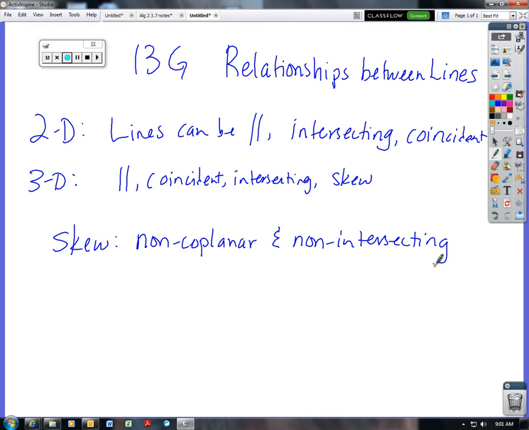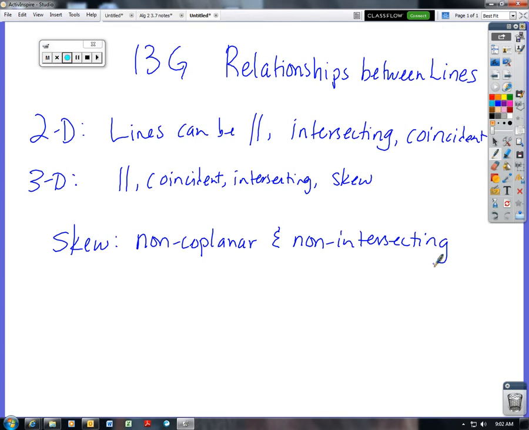Now, they don't intersect, but if we want to talk about the angle between 2 skew lines, even though they don't intersect, we can do that. Just think about translating one of them so that it does intersect with the other one, and then the angle between the translated lines will be considered the angle between the skew lines.